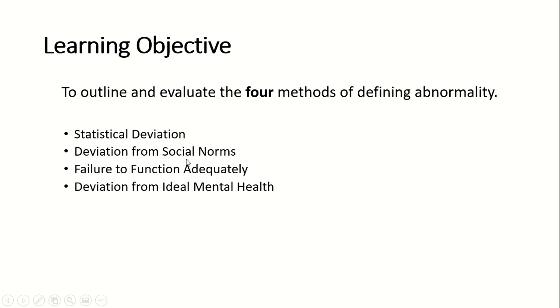Once we've done that, we'll look at the deviation from social norms, which is more sociological than the mathematical approach that we're about to look at. And then eventually we'll move on to failure to function adequately and deviation from ideal mental health. These are the only 2 definitions where we actually refer to psychologists. For statistical deviation and deviation from social norms, you don't need to know any names or specific research whatsoever. You just need to be able to outline the approach and identify the strengths and the weaknesses of using that approach to define abnormality.